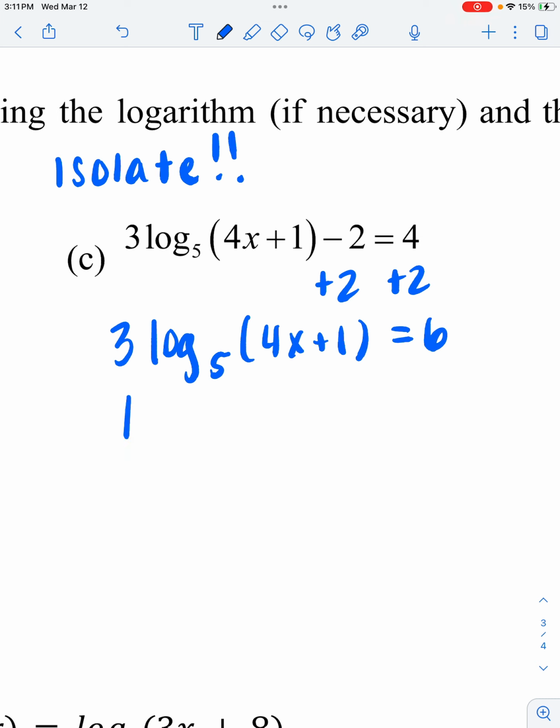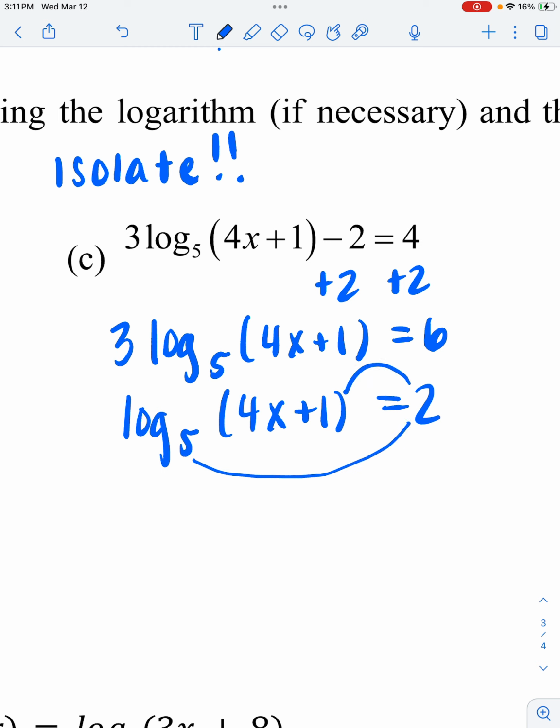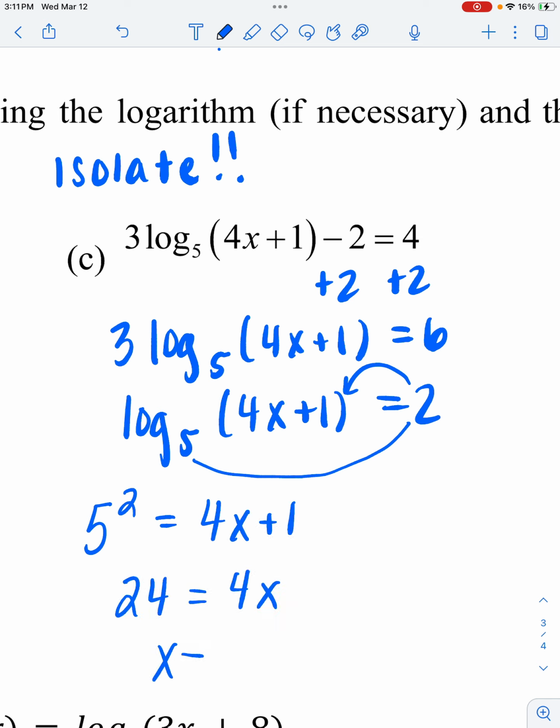Divide by the 3. Now that it's isolated, we can turn it into that exponential. So base to the exponent equals the argument. 5 squared equals 4x plus 1. So 24 equals 4x, and x has to equal 6.